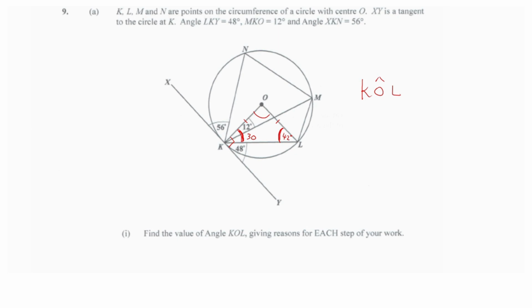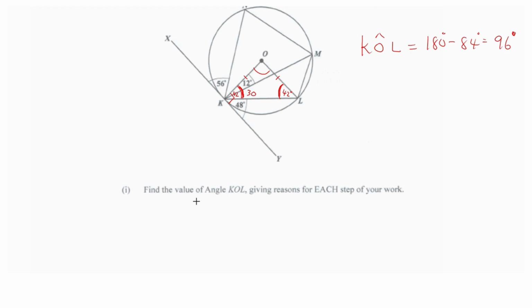So to get KOL, it means that angles in a triangle add up to 180 degrees. So if this is 42 and this one is 42 degrees, that would be 84 altogether. So we have 180 degrees minus 84 degrees. And that gives us 96 degrees. So KOL is 96 degrees. So we can write KOL equals 96 degrees.